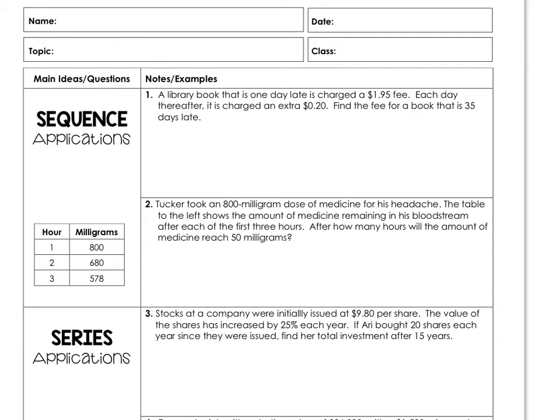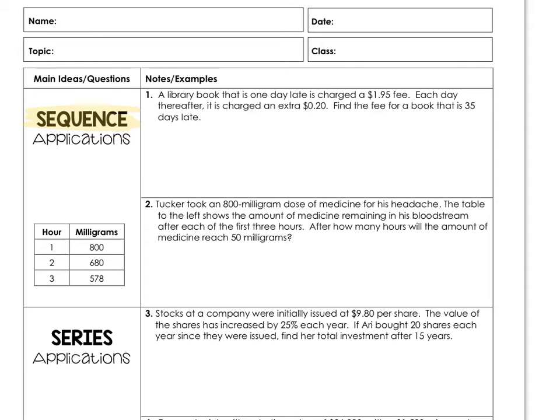Okay, on this next page is all word problems. You know, that's the biggest thing. That's what most people kind of struggle with. So these are all mixed up together. So notice on our first section here, these are all sequence ones, which is basically stuff we've done before.